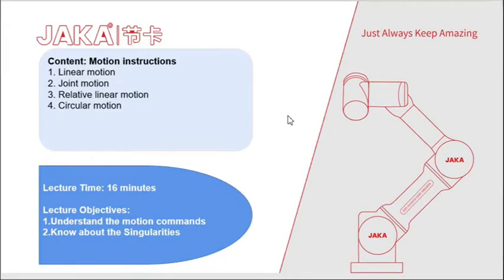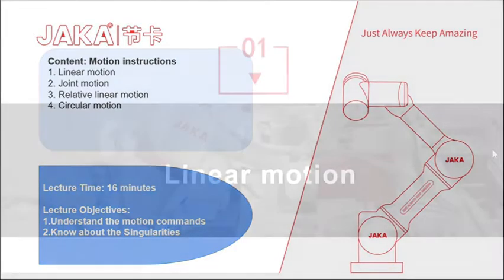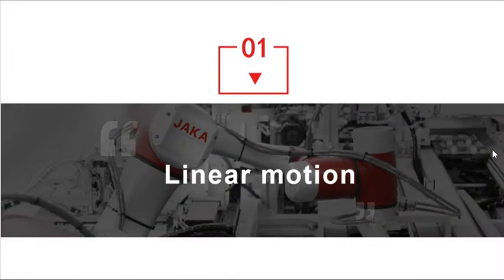Let's first have a look at the general content of this course. First we will talk about linear motion, then joint motion, relative linear motion, and we will end with circular motion. The lecture time should be around 16 minutes, and we have two objectives: understand the motion commands and know about the singularity. Let's start. First one, the linear motion instruction.